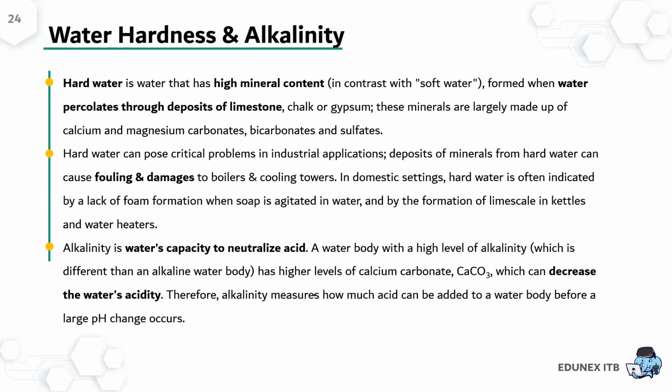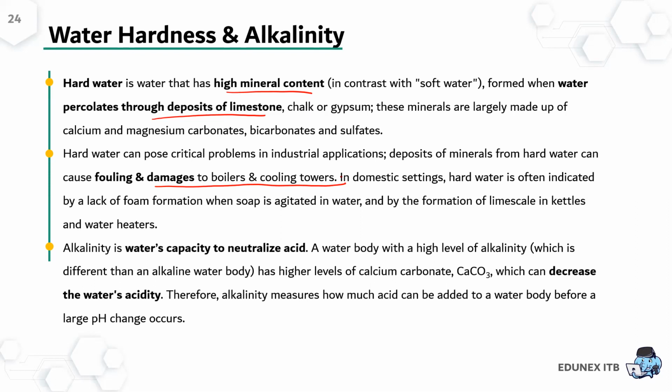Water hardness and alkalinity. I think Power One has already explained this in detail. But in principle, hard water is water that has high mineral content, formed when the water percolates through deposits, limestones. Hard water can pose critical problems in industrial applications. Deposits of minerals from hot water can cause fouling and damage to boilers and cooling water systems. So water hardness is one of the critical parameters that need to be monitored in order to maintain boiler performance and cooling water efficiency.